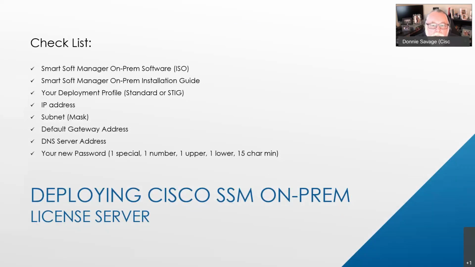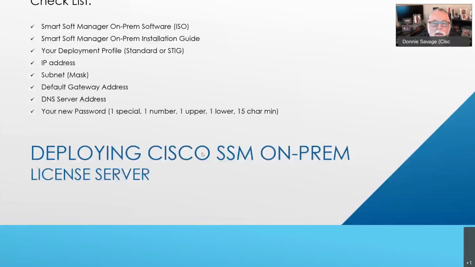You'll need to understand what your profile is going to be, and this is generally based around your InfoSec policy. We'll talk about that more in a minute. You'll need an IP address for your server, an appropriate subnet or mask to go along with your IP address, your default gateway address, your DNS server address, and you'll need to choose a password. The password minimums are a minimum of 15 characters, at least one special character, one number, and upper and lowercase characters. So now that we have our checklist covered, let's head on into the installation of the software.